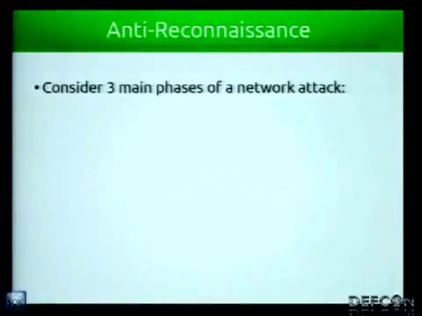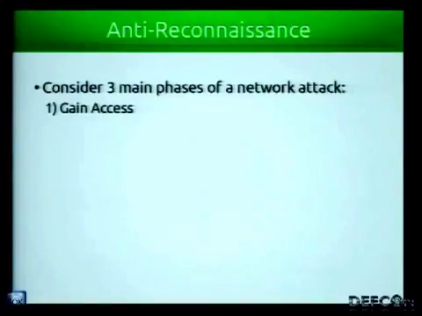I want to start by saying we're talking about anti-reconnaissance, right? There are, generally speaking, three main phases of a network attack. You're not going to find this in a textbook anywhere because I completely made it up, but I think you'll find that it's roughly true. Step 1 is gaining access to the network that you want to attack. This can happen in a number of ways. It could be that you are exploiting some externally visible web server that's also connected to the private network, or it could be that you drop a bunch of USB sticks.